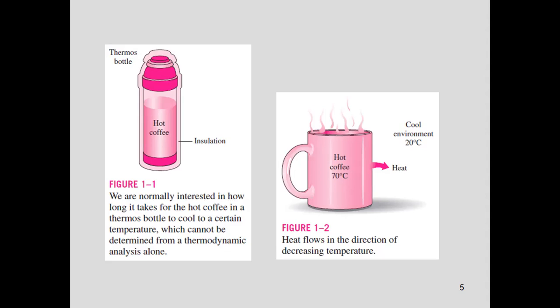There is another example, figure 1-1. We have taken the example of a thermos bottle, which is insulated, with hot coffee in it. I already took the same example in the previous figure, where the hot coffee was in a mug, but right now we have filled the hot coffee in a thermos bottle. The walls of the bottle are insulated, and it is closed by a cap. So neither heat nor mass can be transferred from the thermos bottle.